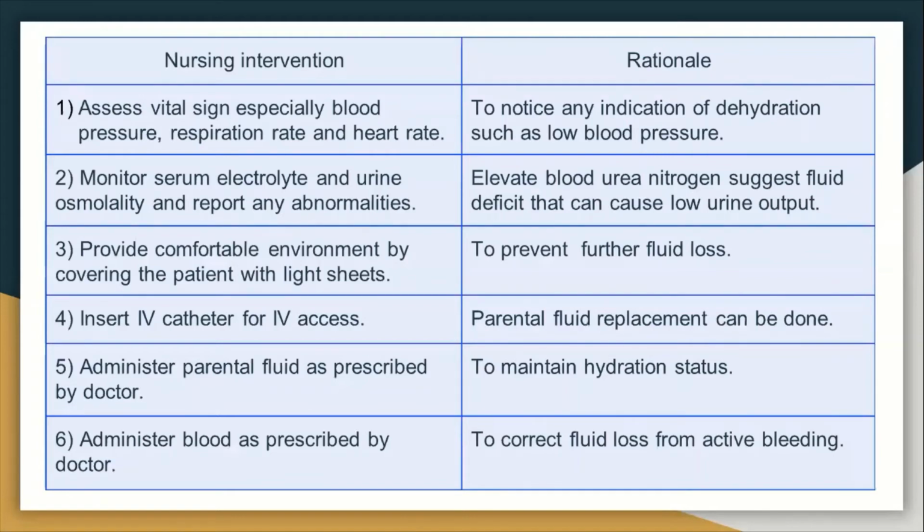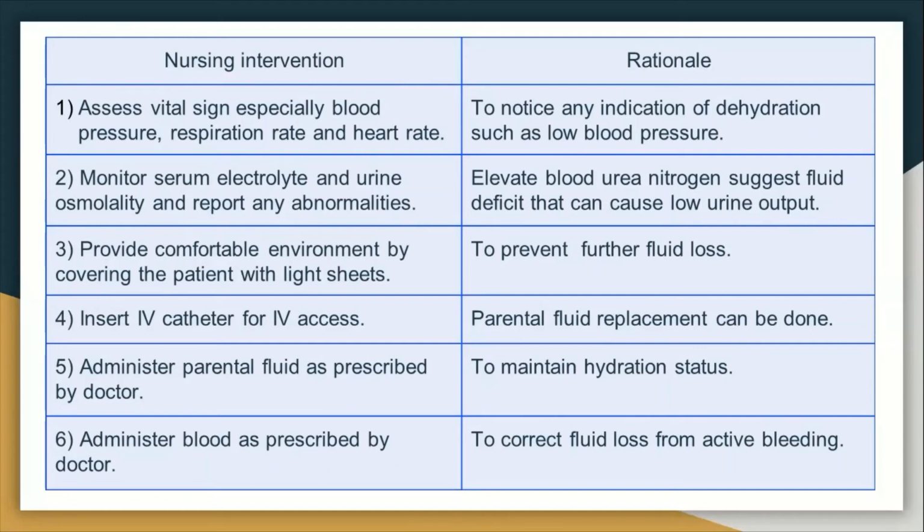The interventions include assessing vital signs, especially blood pressure, respiration rate, and heart rate, so as to notice any indication of dehydration such as low blood pressure, high respiration rate, and high heart rate. Next is to monitor serum electrolytes and urine osmolality and report any abnormality, as elevated blood urea nitrogen suggests fluid deficit that can cause low urine output.